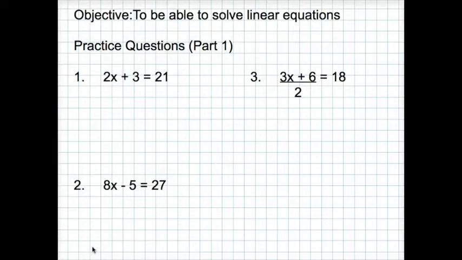Hi, welcome to the practice questions on how to be able to solve linear equations. This is part one out of two of these practice questions.